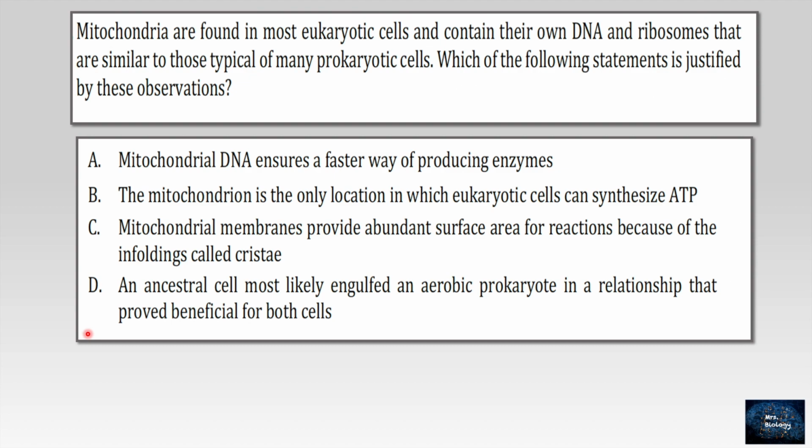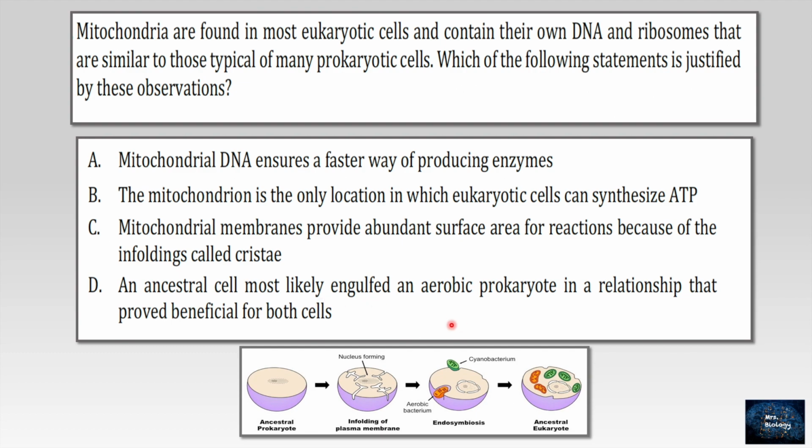Let's go for D. An ancestral cell most likely engulfed an aerobic prokaryote in a relationship that proved beneficial for both cells. They mean the prokaryote and the ancestral eukaryote. Look at this. Engulfing of an ancestral prokaryote happens not only for the mitochondrion, but also for the chloroplast, and it's a theory. No, this is the ancestral eukaryote. So it's a relation between prokaryote and eukaryote.